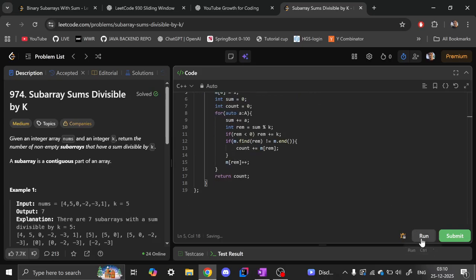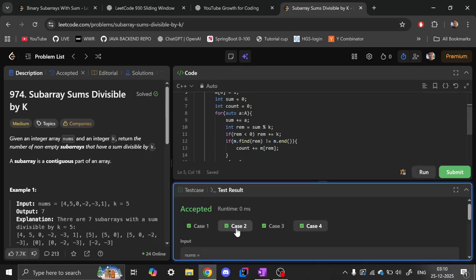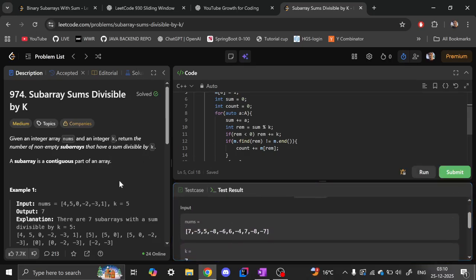So now let's try and run the solution. So these example test cases are passing. Now let me try and submit this.